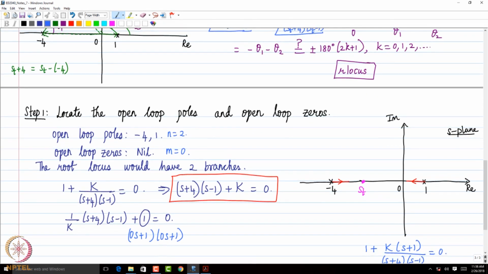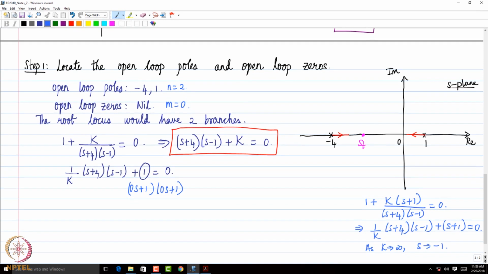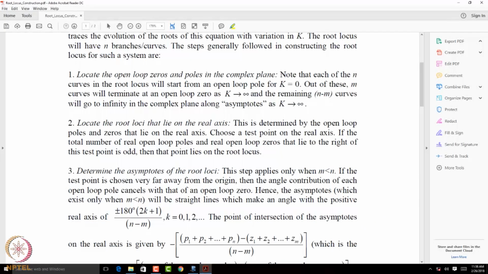Is it clear? Yeah. So, there was a third point, right? Here, the remaining n minus m curves will tend to asymptotes as k tends to infinity. So, what does that mean? We are going to come there, right? We will come in point number 3.